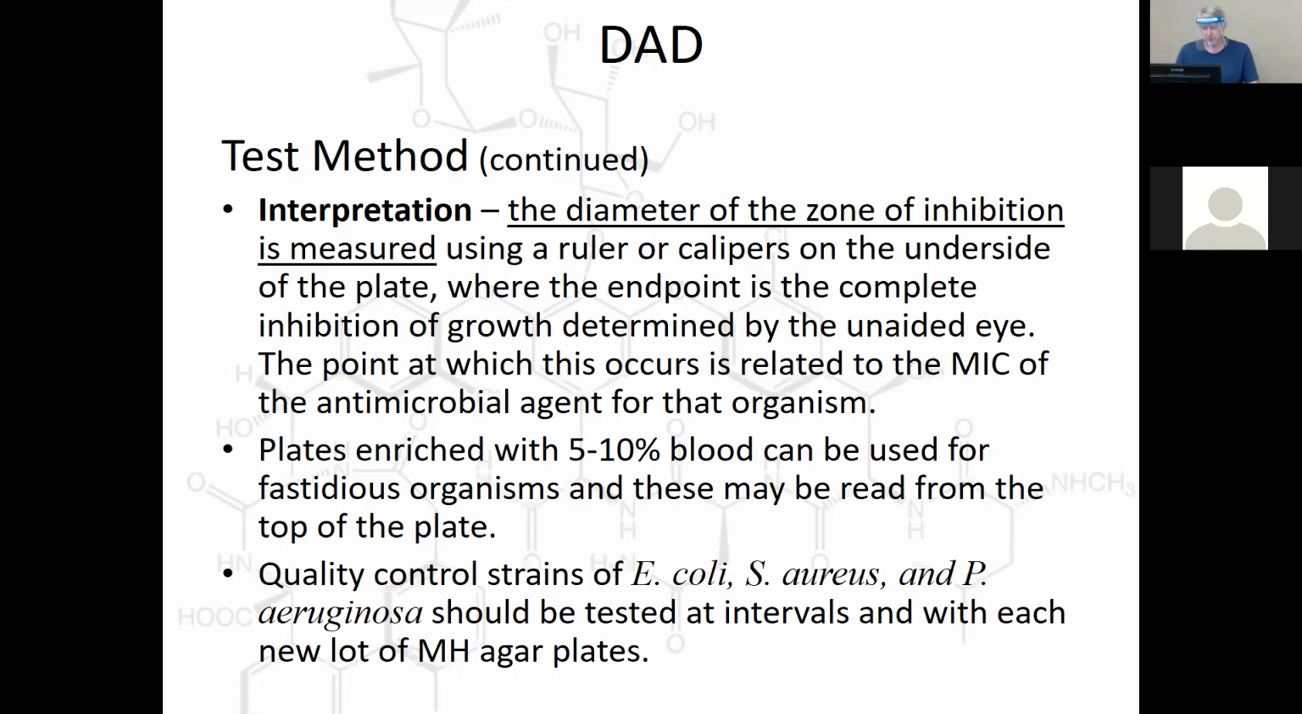And then what we're doing is the point at which this occurs is related to the MIC, the minimum inhibitory concentration of the antimicrobial agent for the organisms. Plates enriched with blood can be used for fastidious organisms, but may be read from the top of the plate. Quality control strains of E. coli, Staph aureus, and Pseudomonas should be tested at intervals, and with new lots of Mueller-Hinton agar plates.